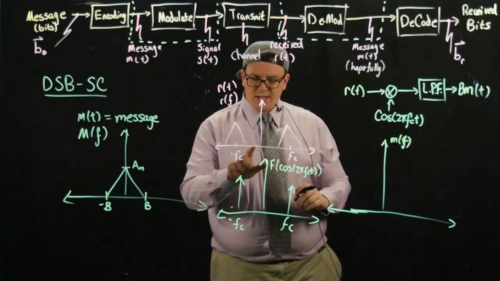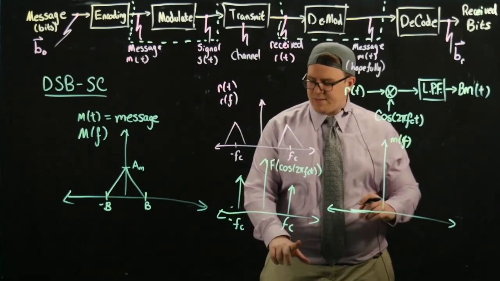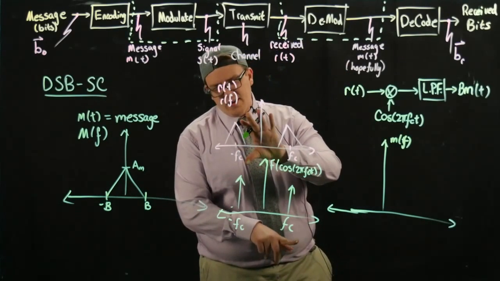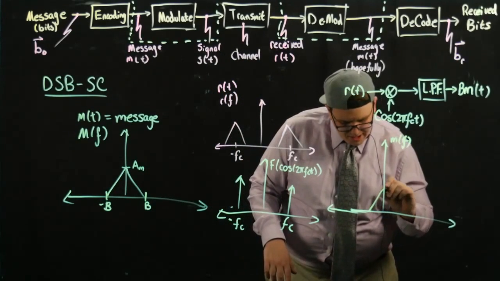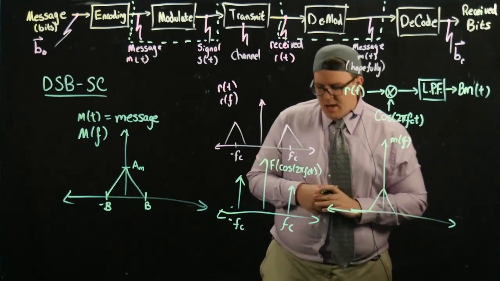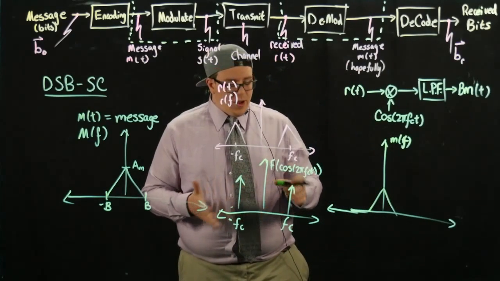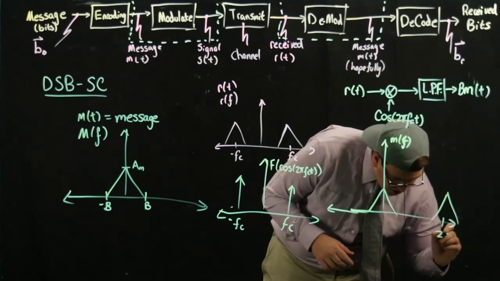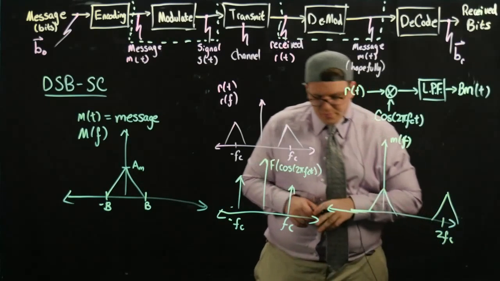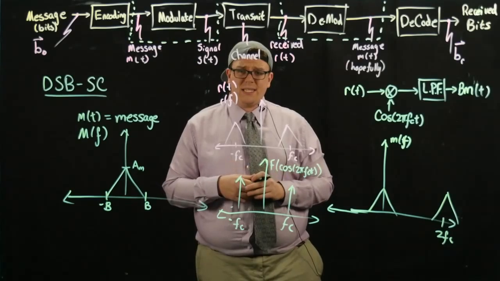So this is centered at fc, so 0 is now at fc, which means if we shift this guy back by minus fc, we're back at 0. So we get a copy of our message at 0. We also get a copy of our message all the way out at 2fc. So that kind of makes sense.